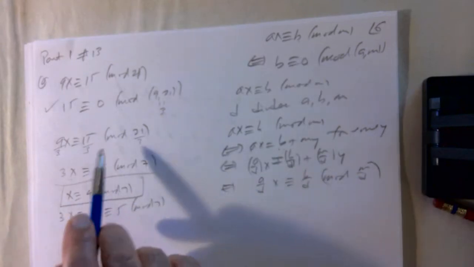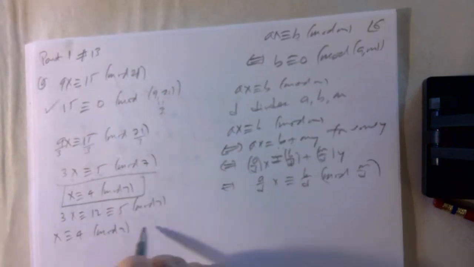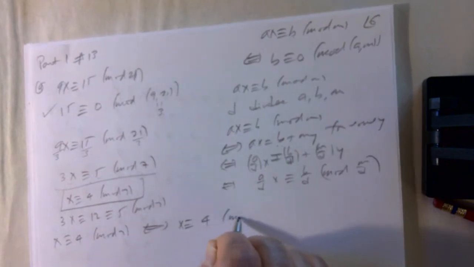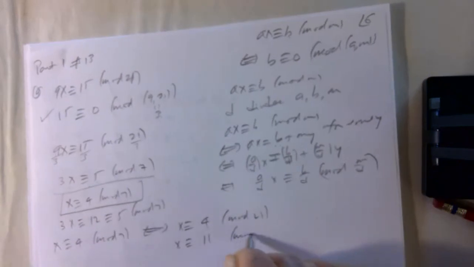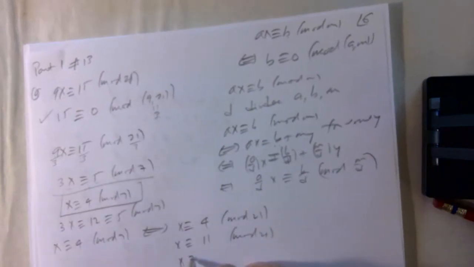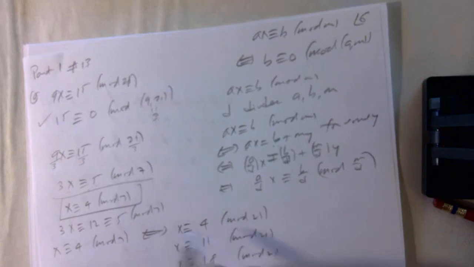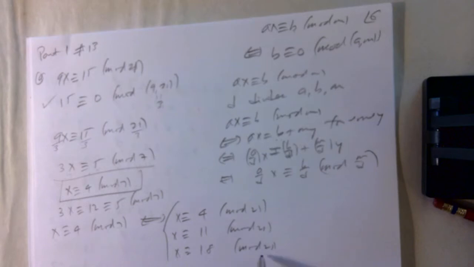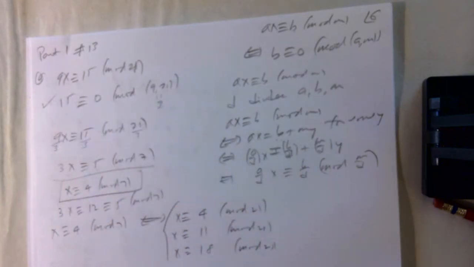Or if you want the congruence mod 21, saying x is congruent to 4 mod 7 is the same as saying x is congruent to 4 mod 21, or x is congruent to 11 mod 21, or, just keep adding 7, 18 mod 21. So there are 3 congruence classes mod 21, which are the solutions of the original congruence, or 1 congruence class mod 7.